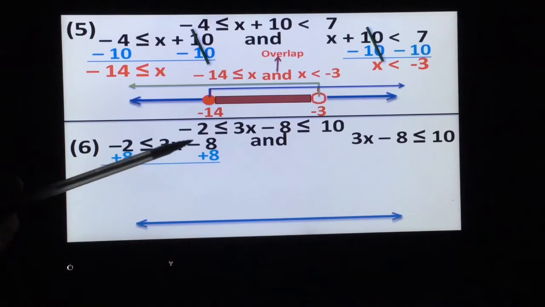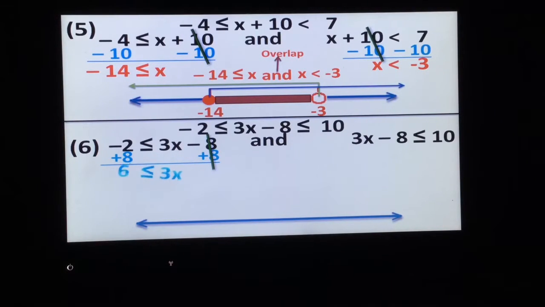So let's add 8 so that these cancel. You wind up getting -2 plus 8, that's 6. 6 is less than or equal to 3x. Then we have to go ahead and divide by 3 on both sides. That's going to get us 2 is less than or equal to x.